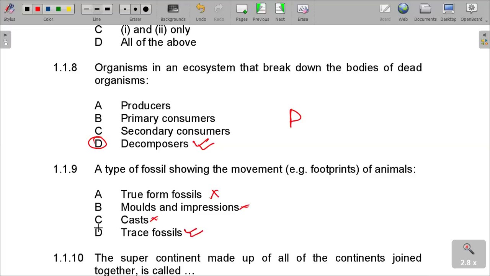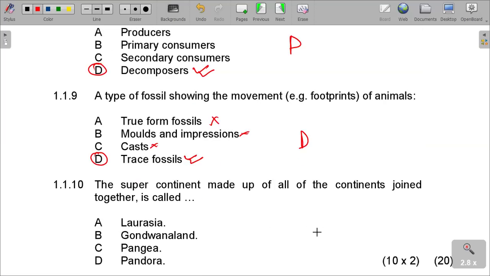Therefore our answer number 9 is D. A type of fossil showing the movements, e.g. footprints of animals, is trace fossils. We are saying they are called trace fossils. Trace fossils is the correct answer, number 9.